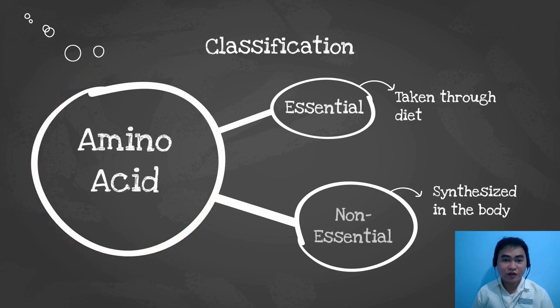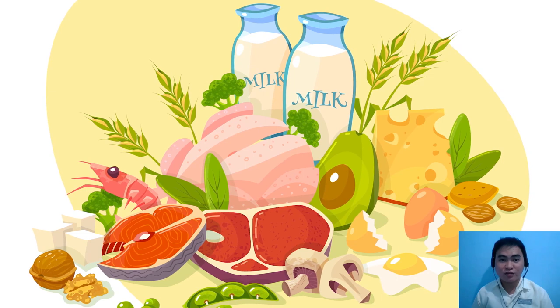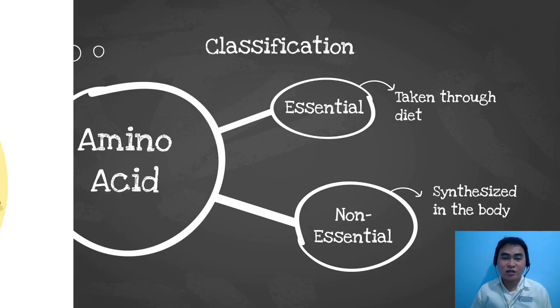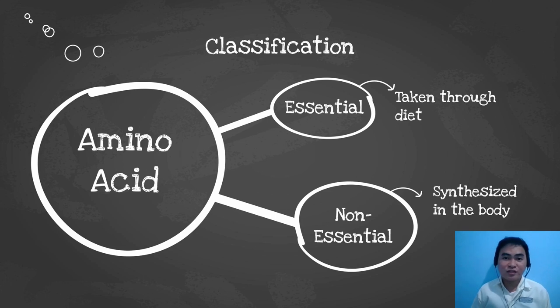Amino acids can be classified into two, essential and non-essential. The essential amino acids can only be acquired through the food we eat. Ibig sabihin nito, kailangan nating kumain ng certain amount or certain foods na rich in essential amino acids. While non-essential amino acids are already present in our body and can be synthesized through many metabolic processes happening in our body. Ibig sabihin nito, meron na talaga tayo sa katawan natin ng non-essential amino acid. Kaya siya tinawag na non-essential kasi hindi na natin kailangan na maghanap pa sa mga pagkain ng amino acid na ito.